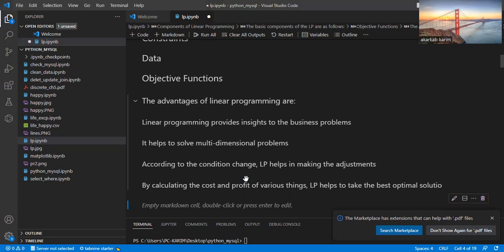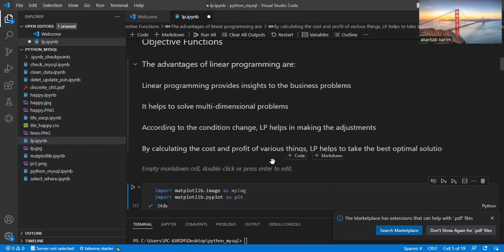According to condition changes, LP helps in making adjustments. That means LP helps us make the right decision. So we cannot make random decisions. We need a scientific approach to give us the ability to make the right decisions. By calculating the cost, profit and various things, LP helps us take the best optimal solutions. Of course, based on this LP, we can find the best solutions.